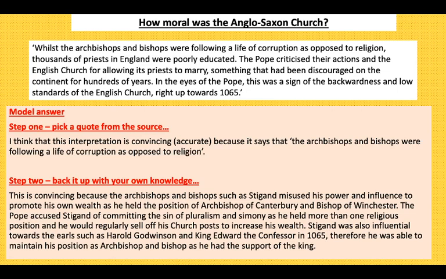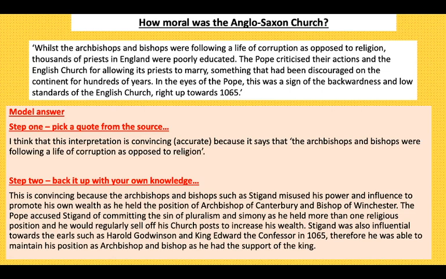So I find this convincing because the archbishops and bishops, such as Stigand, misused his power and influence to promote his own wealth as he held the position of Archbishop of Canterbury and Bishop of Winchester. The Pope accused Stigand of committing the sin of pluralism and simony as he held more than one religious position, and he would regularly sell off his church posts to increase his wealth. Stigand was also influential towards the earls such as Harold Godwinson and King Edward the Confessor in 1065, and therefore he was able to maintain his position as archbishop and bishop as he had the support of the king.